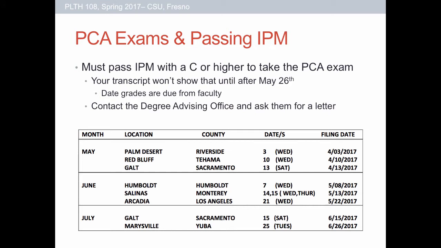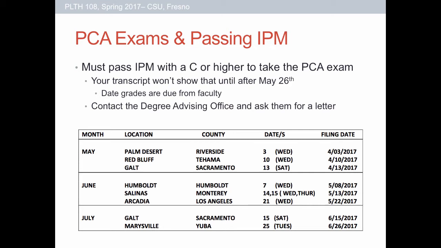So I've got a couple questions about this. I know some of you are kind of rip-roaring, eager to take the PCA exam. Maybe you have a job lined up and they want you to get your PCA license. Or maybe you want one to make yourself a little more marketable. The main thing is just a reminder that to take the PCA exam, you need to have passed this class with a C or higher. And so usually when you register for the test, they're going to ask you for a transcript or some sort of evidence that shows that you have passed it.